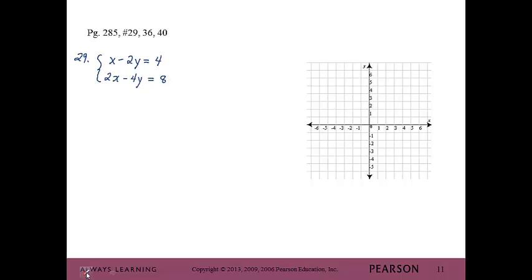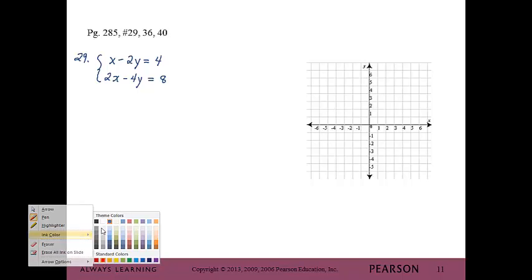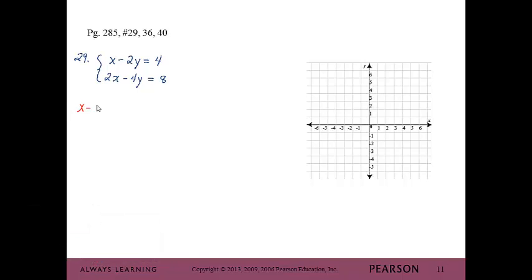And we're going to graph each line. Let's start with the first line, and it's x minus 2y equals 4. This is in the form ax plus by equals c, so let's use the x and y intercepts. So the x-intercept, remember, set y equal to 0, so we have x minus 2 times 0 equals 4, which means x equals 4.